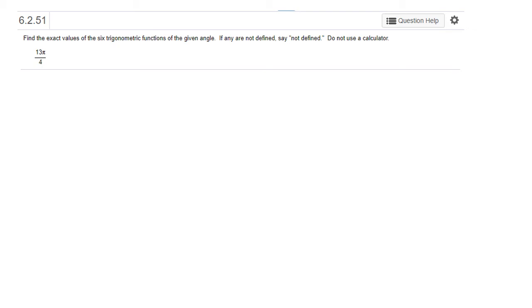Find the exact values of the 6 trigonometric functions, again, sine, cosine, tangent, secant, cosecant, cotangent, of the given angle if they're defined. Sometimes they won't actually exist. Some of our trigonometric functions involve division, and if you try to divide by 0, you're going to have a problem.